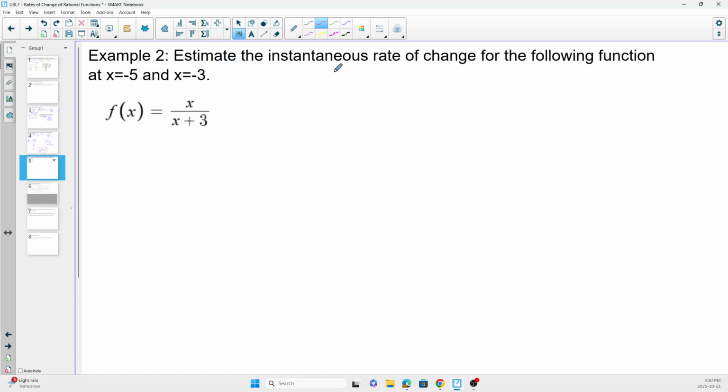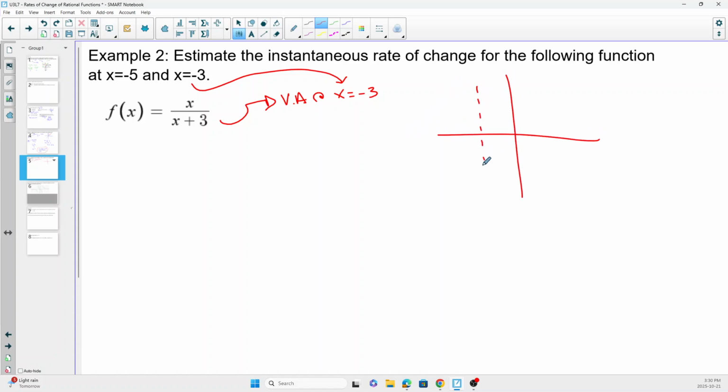All right, so we're looking at a slightly different function, and we're going to estimate the instantaneous rate of change for the following function at these 2 points, x equals -5 and at x equals -3. So again, the first thing we want to do is consider the location of any vertical asymptotes. So we are going to have a vertical asymptote at x equals -3. Well, that's interesting, because that's one of the points we were going to estimate the instantaneous rate of change. So if we have a vertical asymptote happening at x equals -3, the function is not doing anything at exactly that point, right? We're estimating instantaneous. So right away, we could say vertical asymptote at x equals -3.